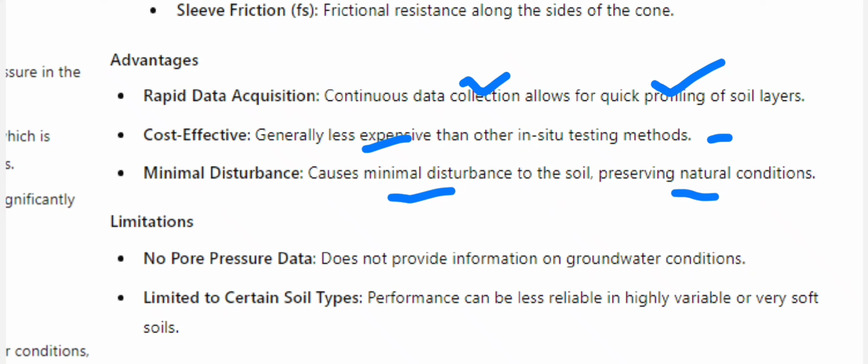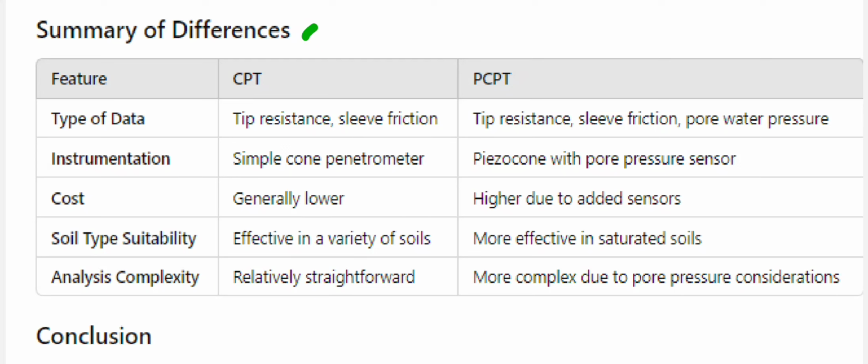Limitations: no pore pressure data, so it does not provide information on groundwater conditions. It is limited to certain soil types, and performance can be less reliable in highly variable or very soft soils. Summary of difference between CPT and PCPT: in type of data, CPT gives tip resistance qc and sleeve friction. In PCPT we get tip resistance, sleeve friction and pore water pressure, the additional data being pore water pressure. Instrumentation: CPT uses a simple cone penetrometer, while PCPT uses a piezo cone with a pore pressure sensor.